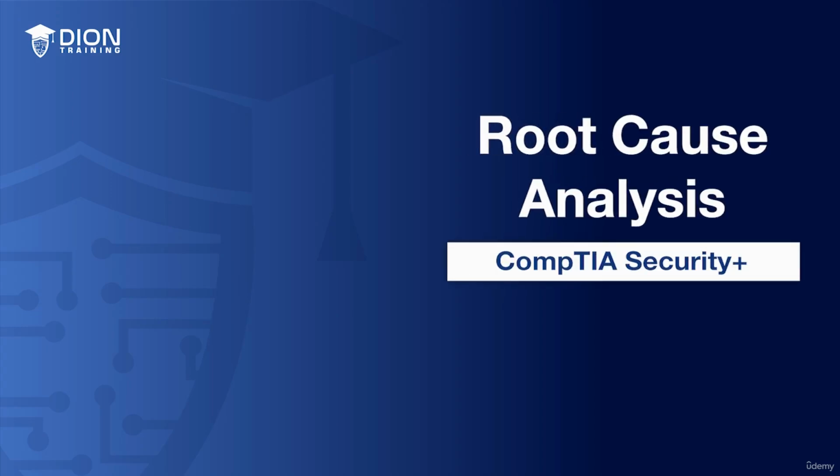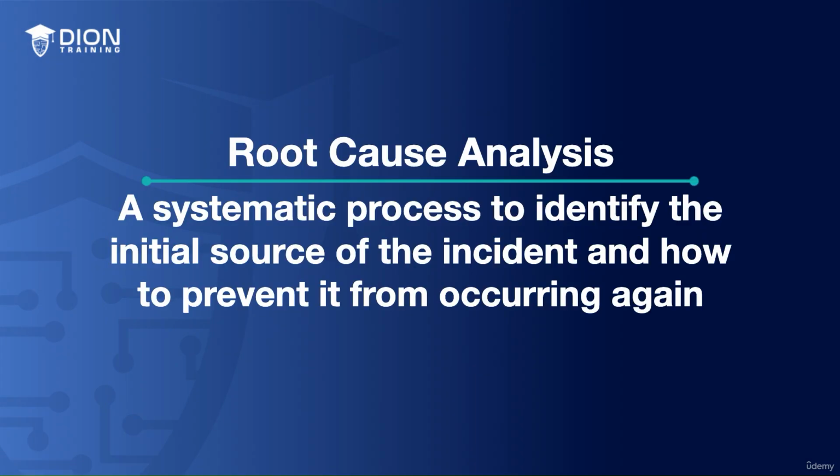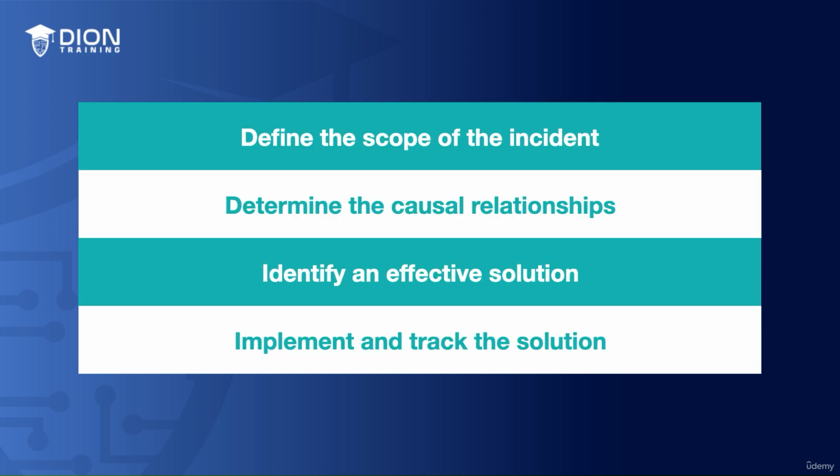In this lesson, we're going to discuss root cause analysis. Now, a root cause analysis is a systematic process to identify the initial source of the incident and to prevent it from occurring again. This analysis is usually going to occur using a four-step process. First, we define the scope of the incident.